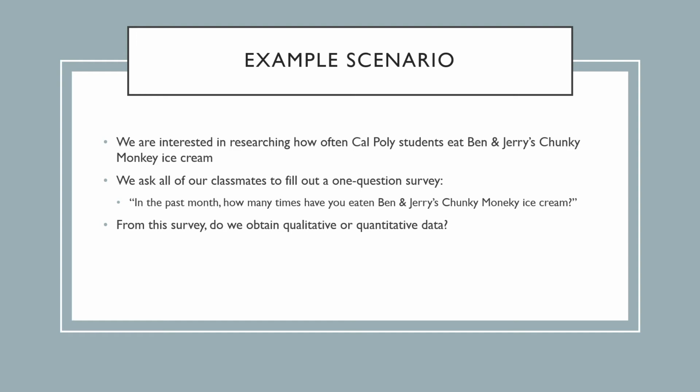Is this going to be qualitative or quantitative data? Take a second to think about that. I said that this is quantitative data, right? This is going to be expressed numerically now. Somebody's going to answer that they ate it 0 times or 5 times or 100 times, right? So this is going to be something that's quantitative, numerical, continuous. Again, those terms all mean the same thing.